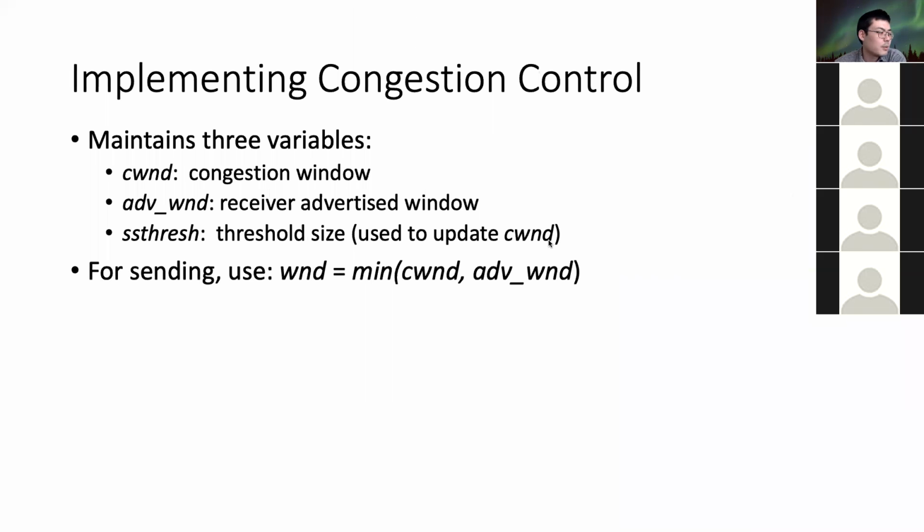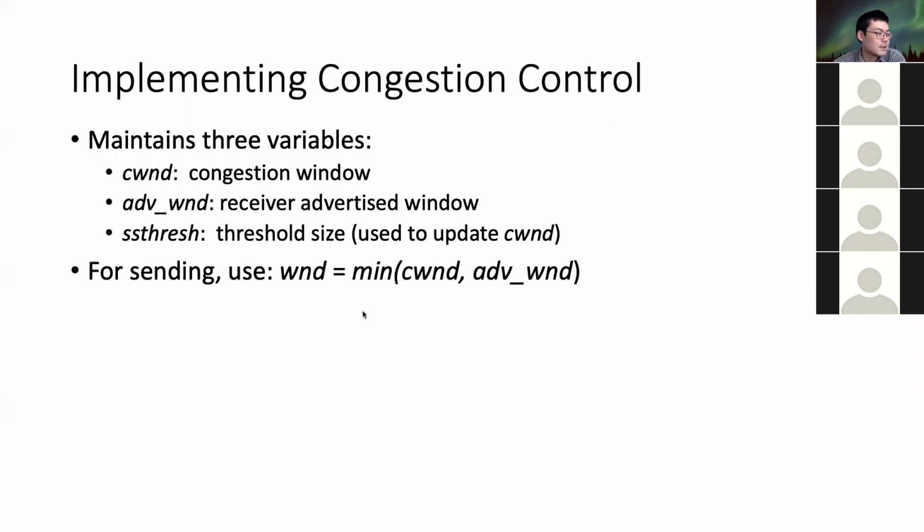So to implement this congestion control, we need 3 variables. The first is the congestion window. The second is the advertised window, so this is a receiver window. This is a congestion window that we probe, using this bandwidth increase and decrease. And remember, our actual window size is the minimum of these 2, the smaller window. And we will also have a so-called SS threshold. This is the threshold size used to update the window. We will see what it is.